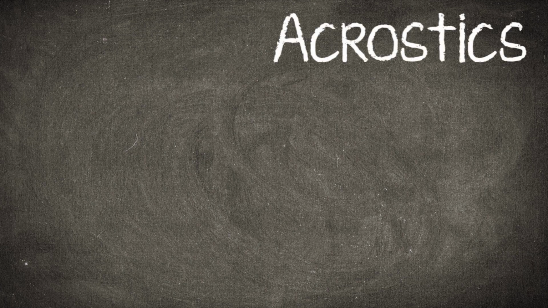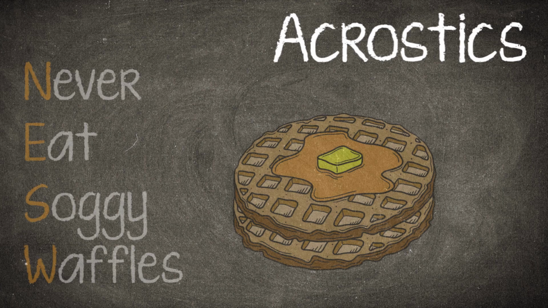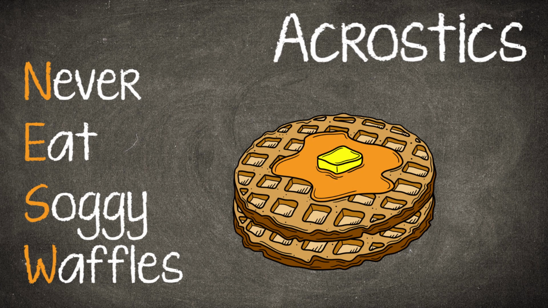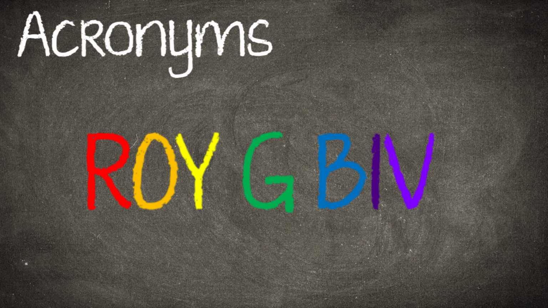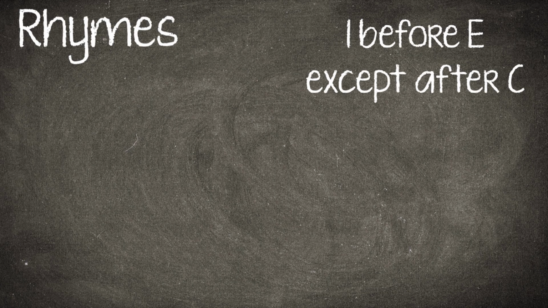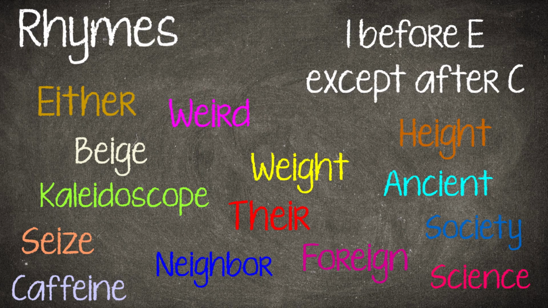An acrostic forms a phrase using the first letters of the information you want to remember, such as never eat soggy waffles for the directions on a compass. There are also acronyms like Roy G. Biv. And there are rhymes or songs like the rule I before E except after C. And side note, this rule is probably somewhere between mildly helpful and entirely misleading.